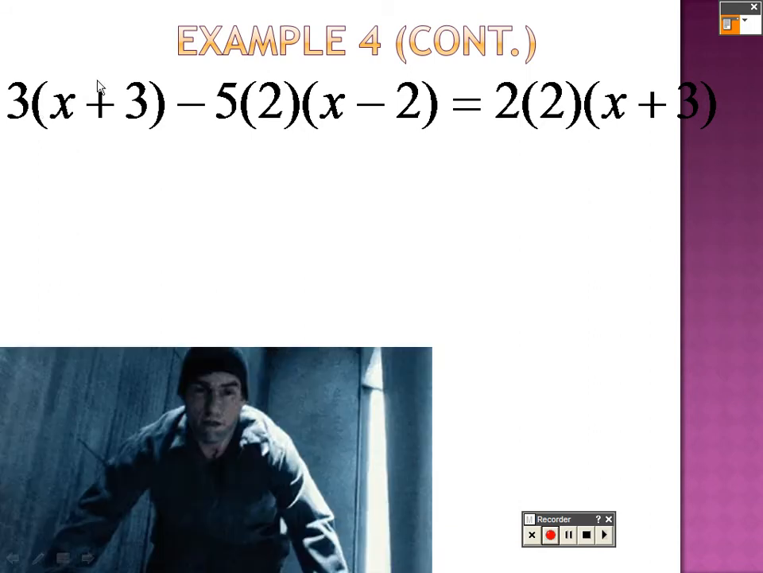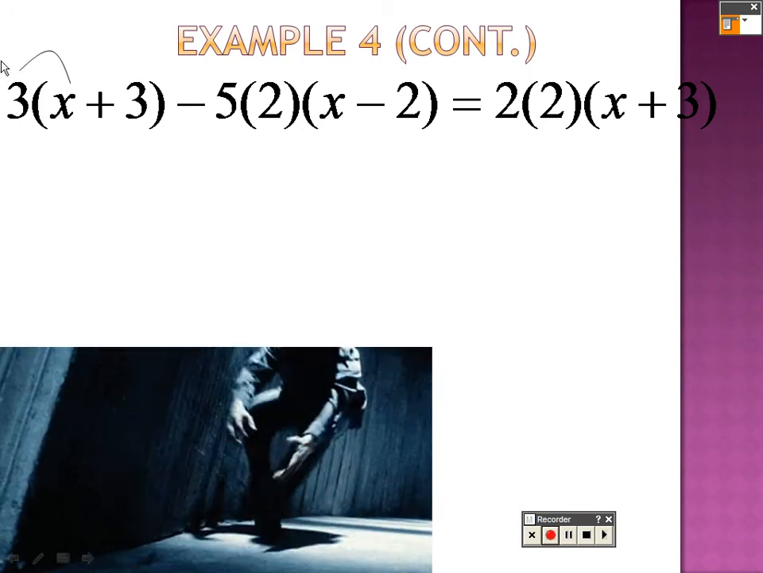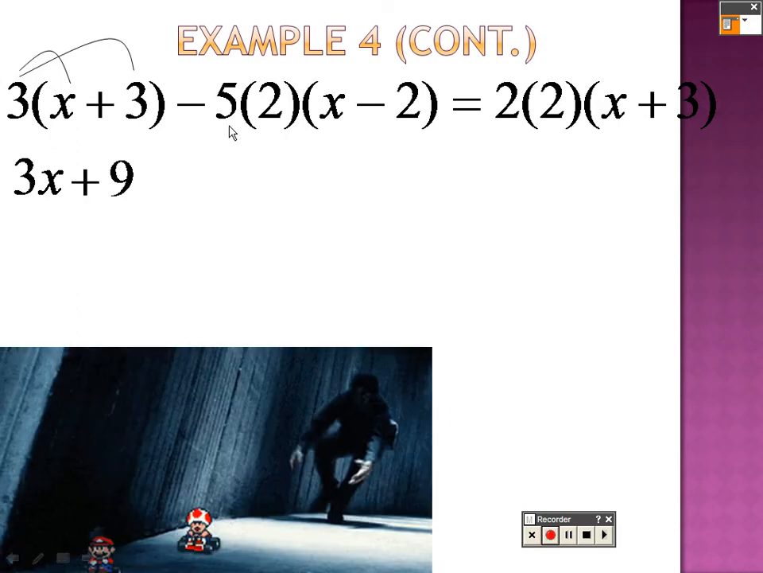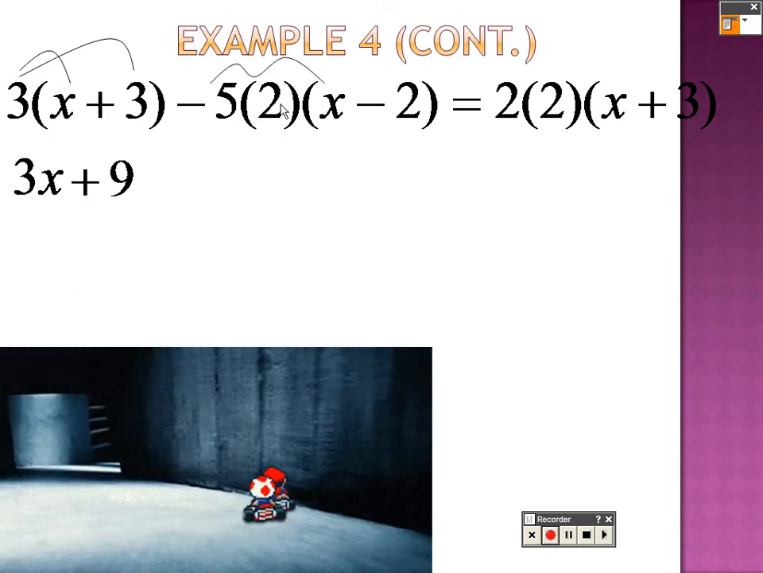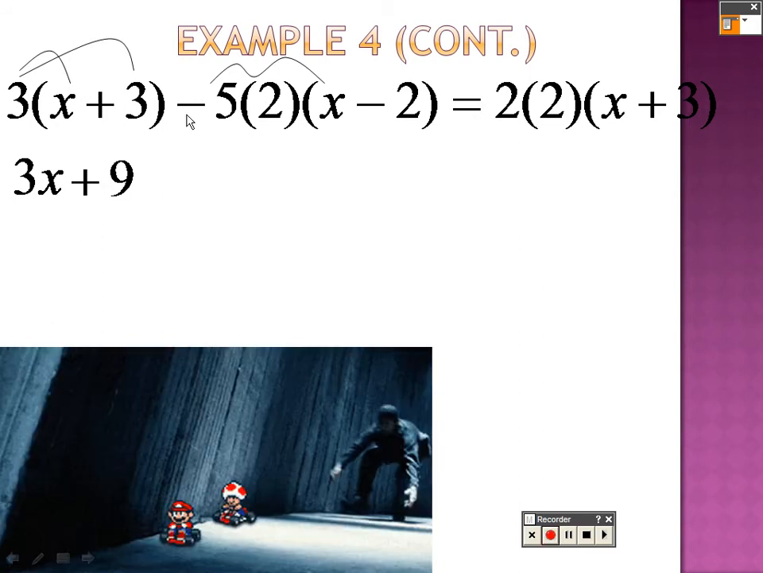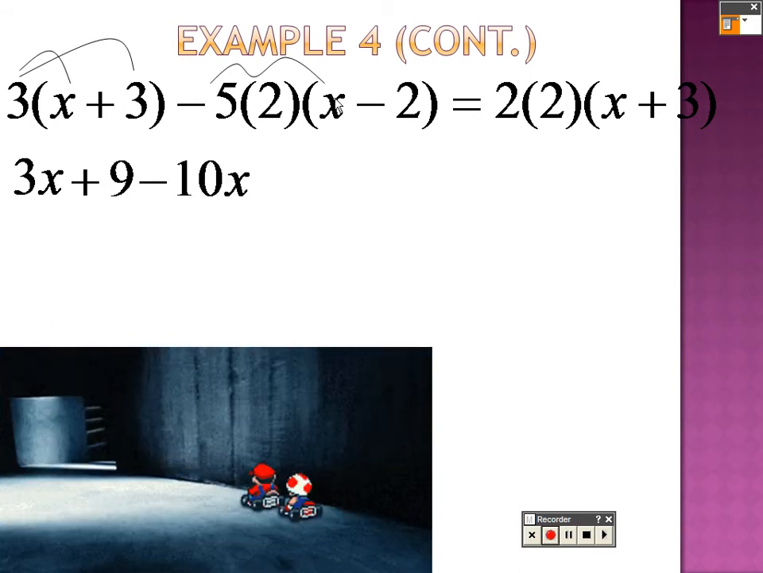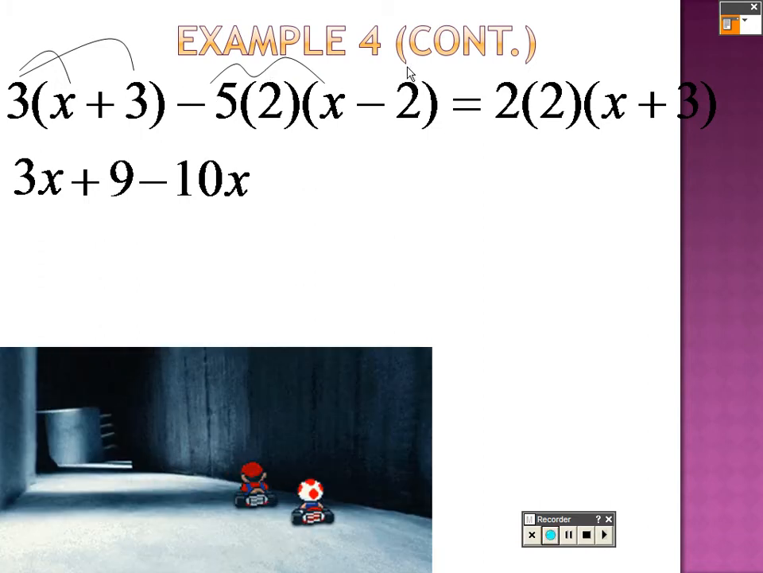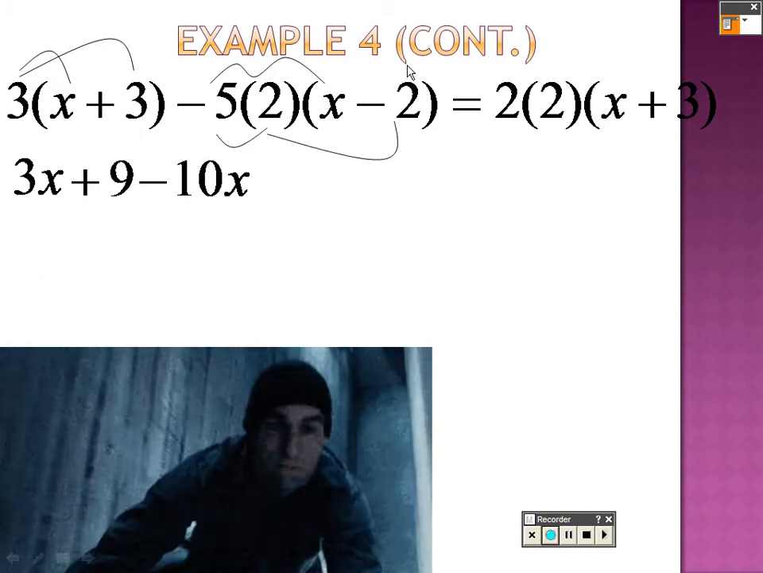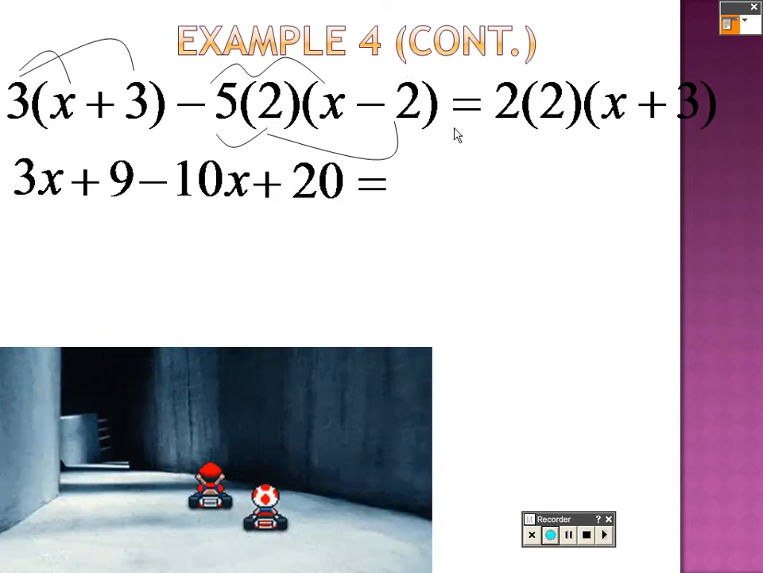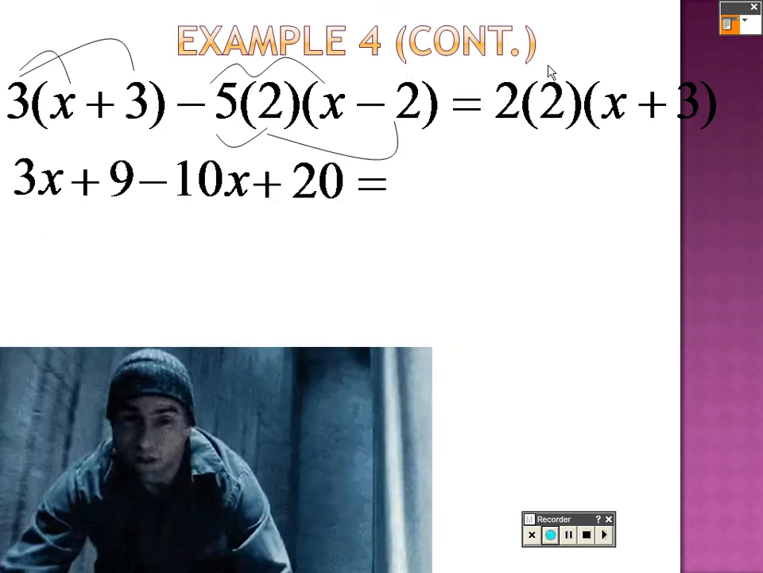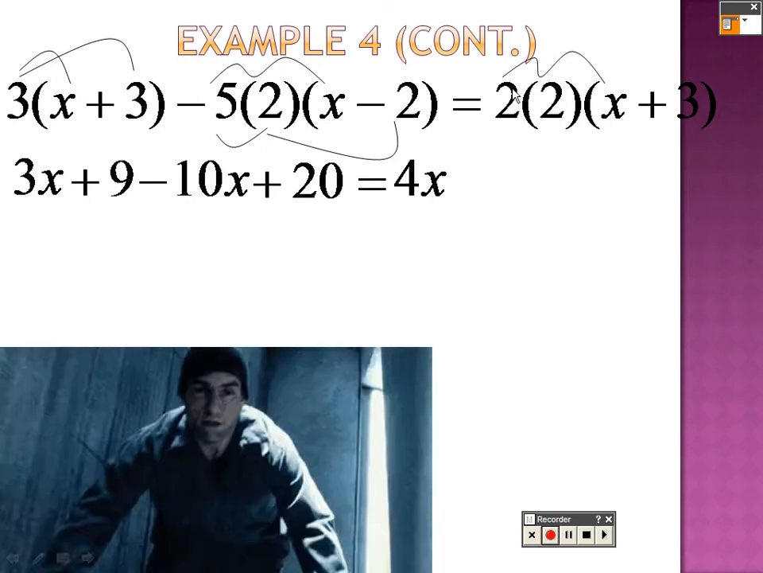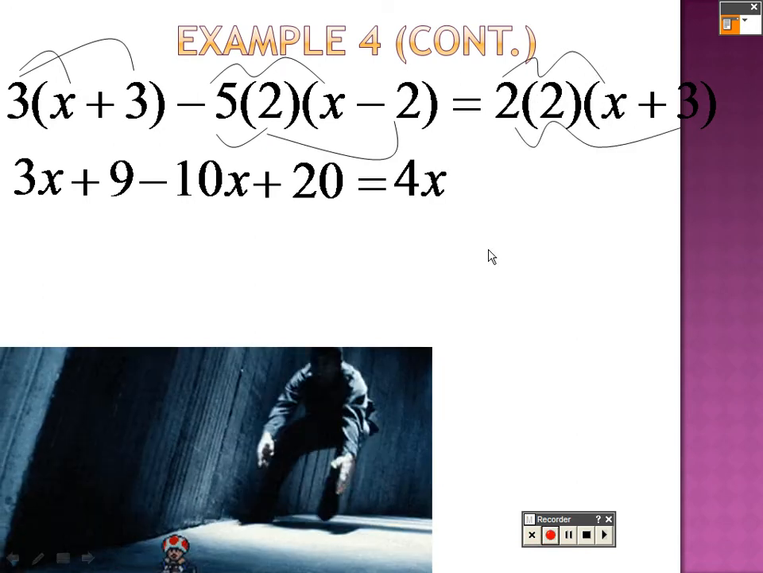So I'm going to FOIL this through on the top. So 3 times x is 3x. 3 times 3 is 9. 5 times 2, that's basically going to be a 10, but it's negative, so it's a negative 10x. And 5 times 2, that's a negative 10, so negative 10 times a negative 2, right? That's a positive 20. That equals 2 times 2, that's 4. So 4 times x is 4x. And 2 times 2 is 4. 4 times 3 is a positive 12.